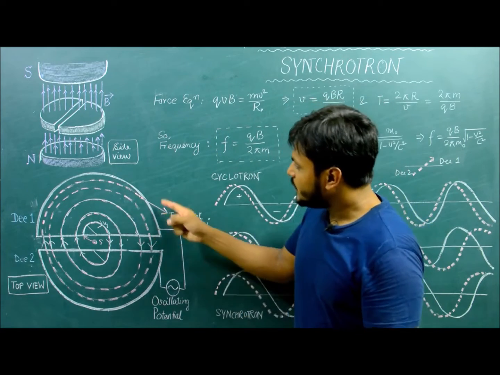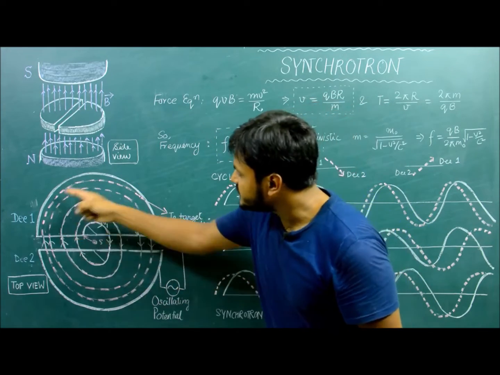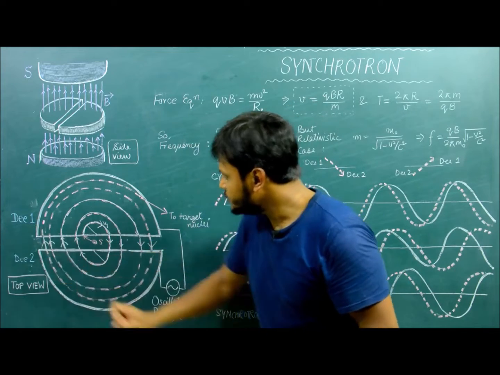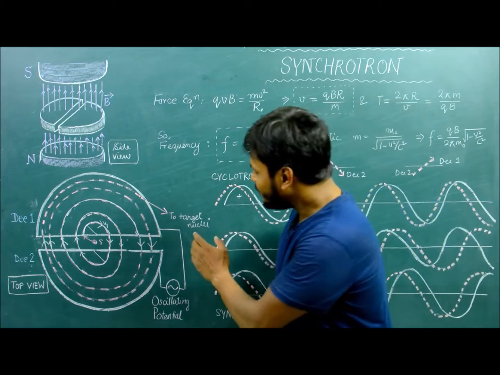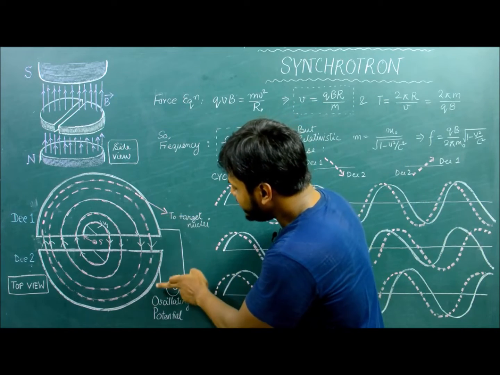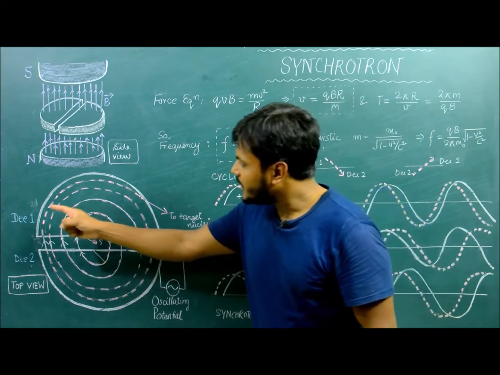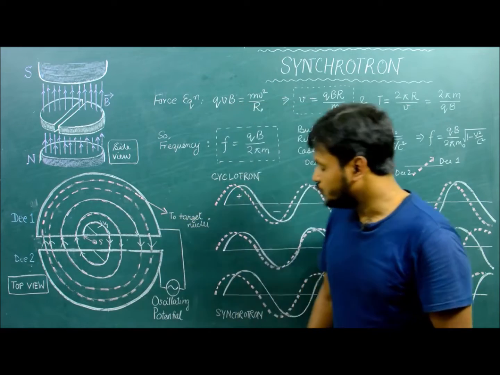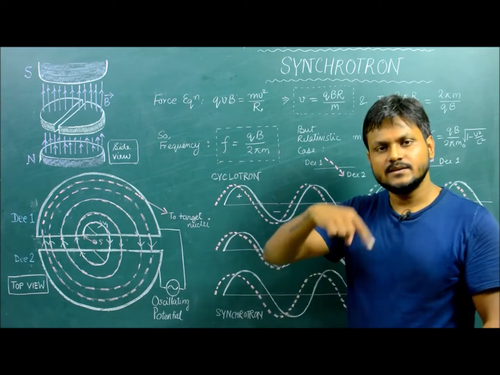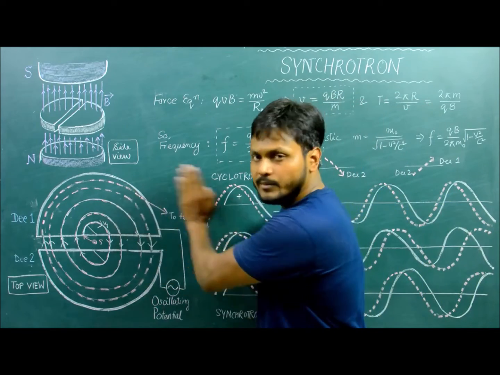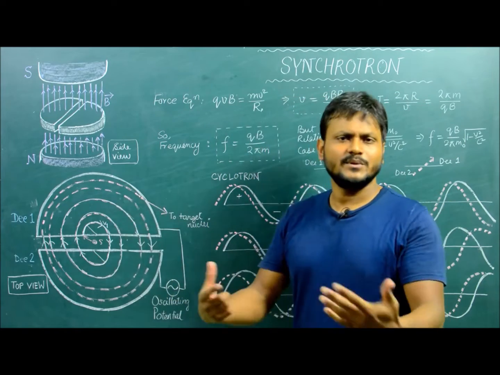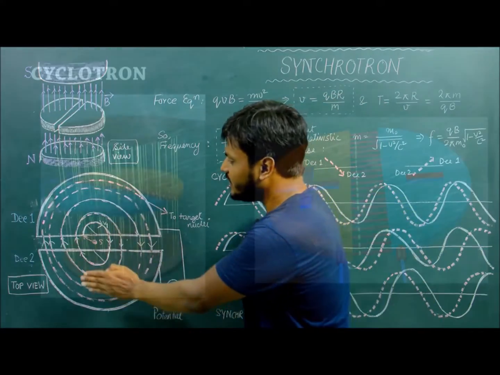To understand this, we have this particular setup. These two half cylinders, D1 and D2, are connected to an oscillating potential. So there is some kind of a potential difference between D1 and D2. Now this oscillating potential is like some kind of an AC voltage, alright? So at some point in time, D1 will be positive and D2 will be negative. At some other point in time, D1 will be negative and D2 will be positive.